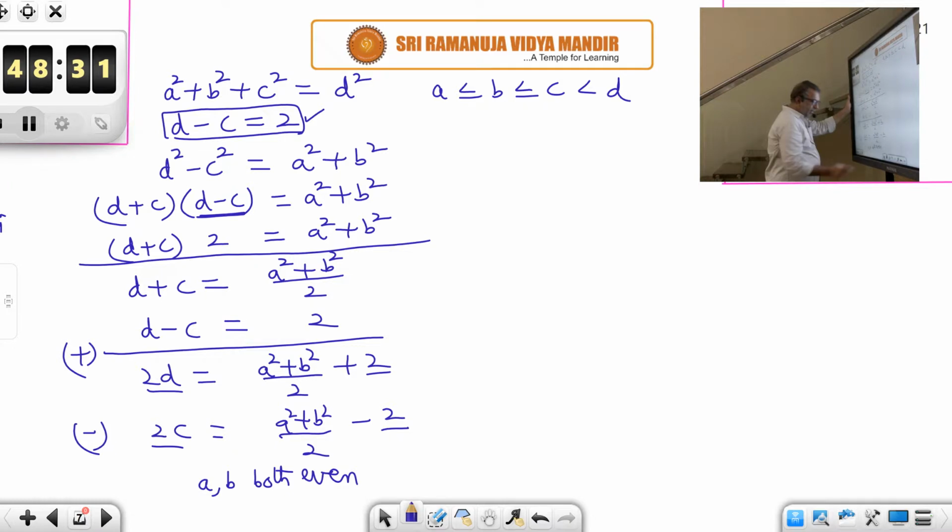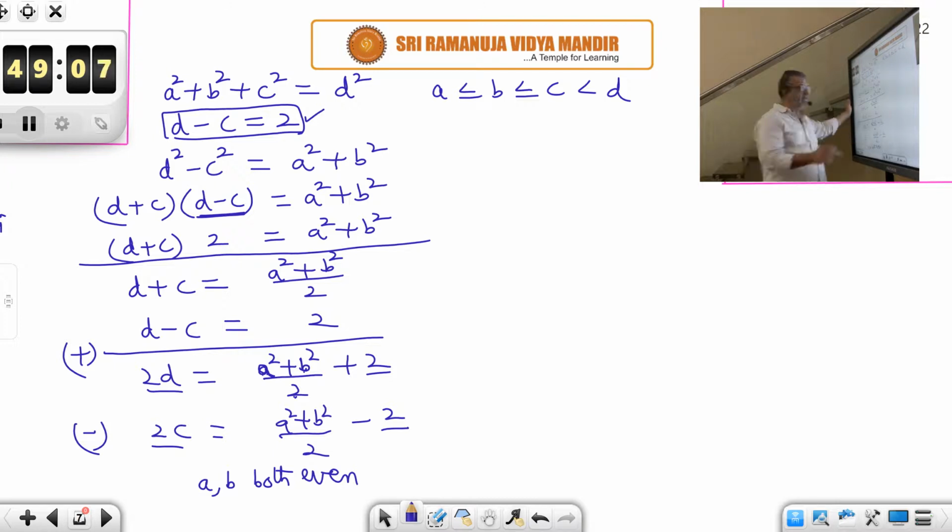So if one is even, one is odd, what happens? If a is even, b is odd, means a square is even, b square is odd, even plus odd is odd, and odd by 2 will be a fraction. It is not an integer. So that is why one even, one odd should be avoided. So you may ask why we cannot take both odd. If a is odd, b is odd, odd square is also odd, odd plus odd is even, by 2 is not a fraction, you may ask.